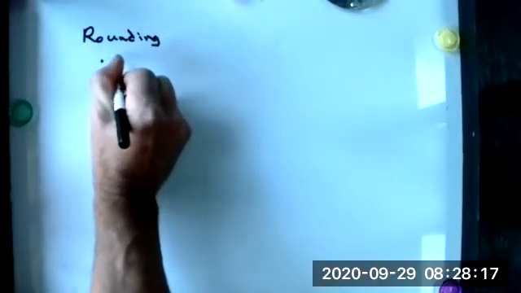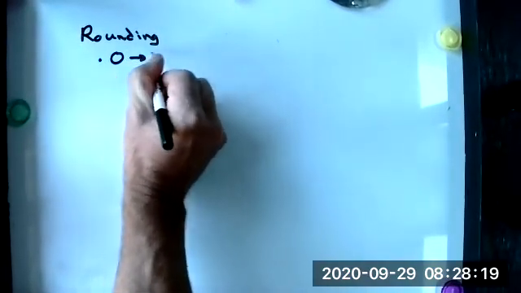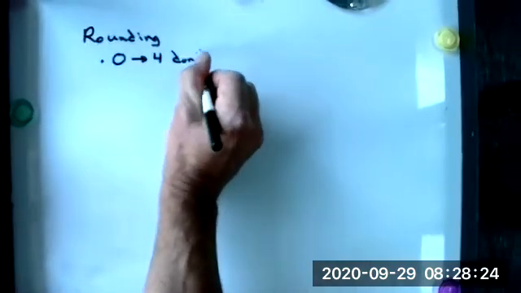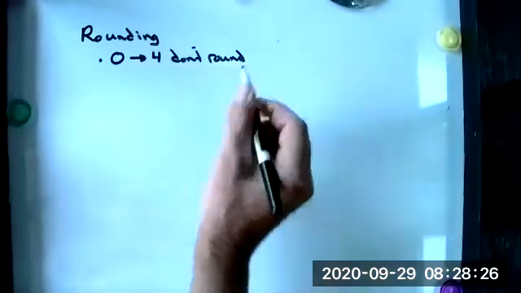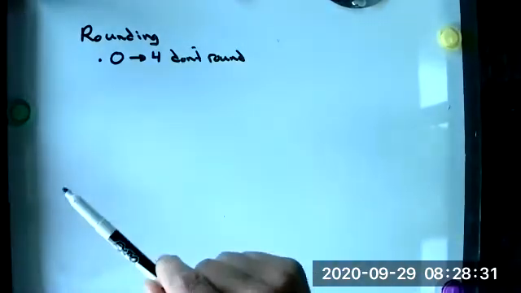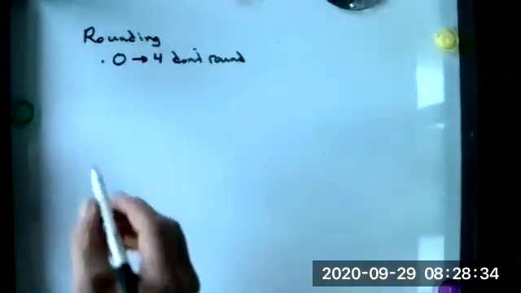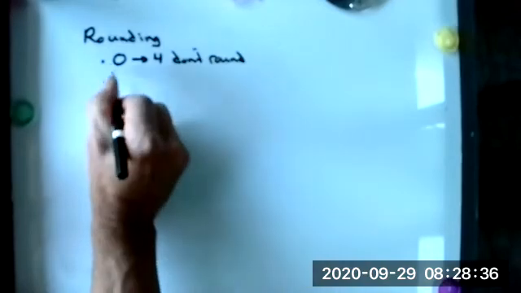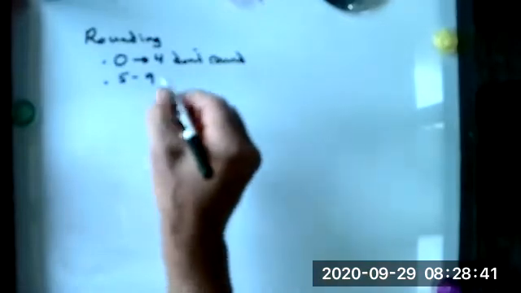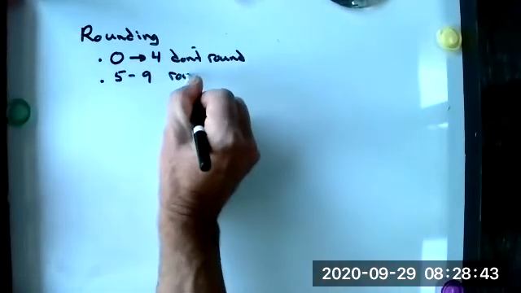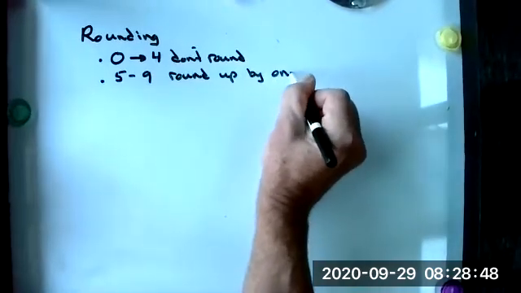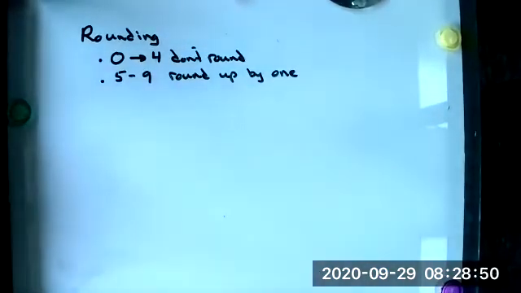So the first rule, numbers 0 to 4, they don't round. So if you were using like a 3 in terms of rounding, it would not round the number that's in question. Just leave it alone. If you're using a number 5 through 9 to round up another number, it does round up, and it's only by 1, and that's it. That's your main rounding rules.